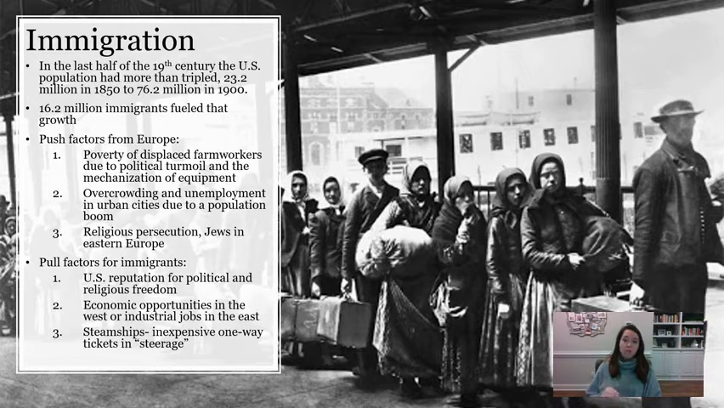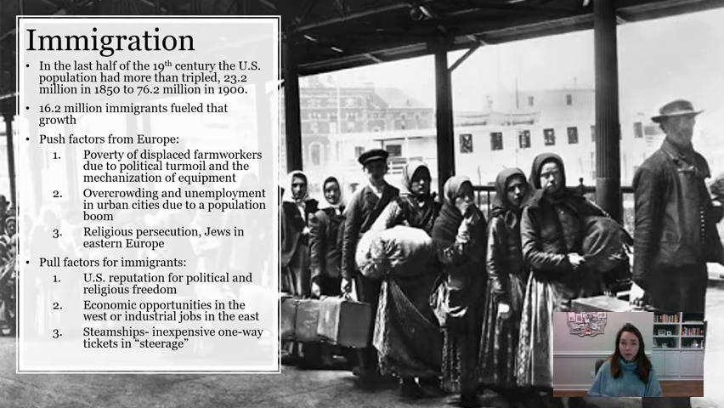So in Europe, there were causes that pushed immigrants out, right? So negative things going on in Europe that caused them to look to immigrate somewhere else. So you have a lot of poverty and displaced farm workers. There's a lot of political turmoil in Eastern Europe at this point in time, a lot of discrimination that also exists. Mechanization of farm equipment caused the farms to be more productive, which means they needed less farm hands, and so that's going to become an issue.